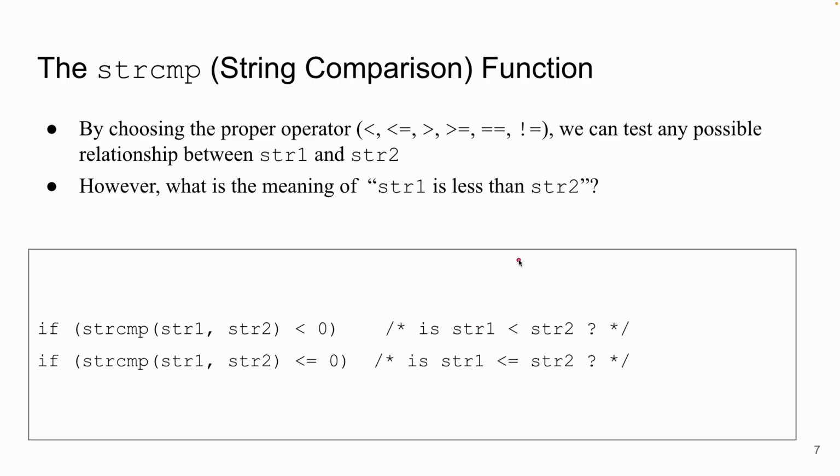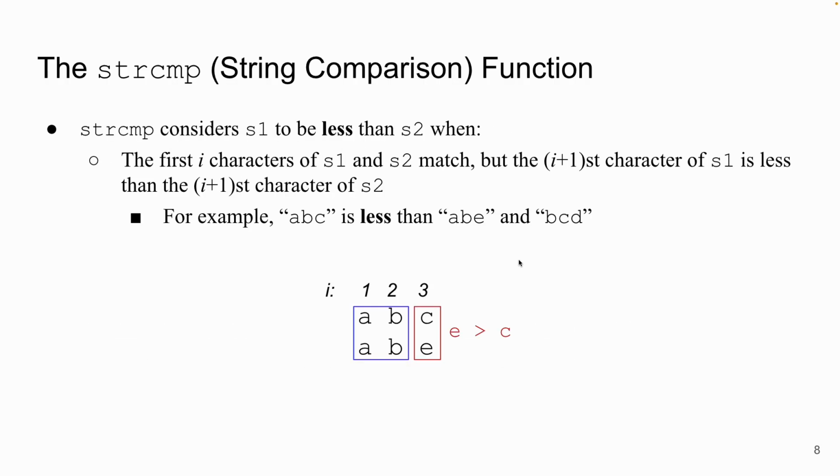So the next question is, okay, I know the logic relationship, but what I can't understand is what exactly is the meaning of string 1 is less than string 2? How do we compare the relationship between two strings? That's what I'm going to talk about here. The string comparison function will think S1 is less than S2 under the following two conditions. The first condition is that the first i characters of S1 and S2 match.